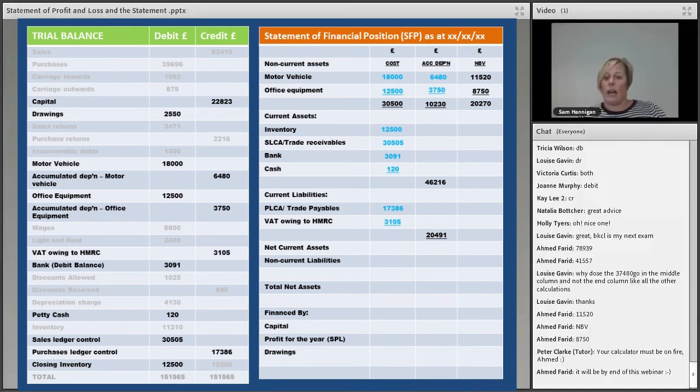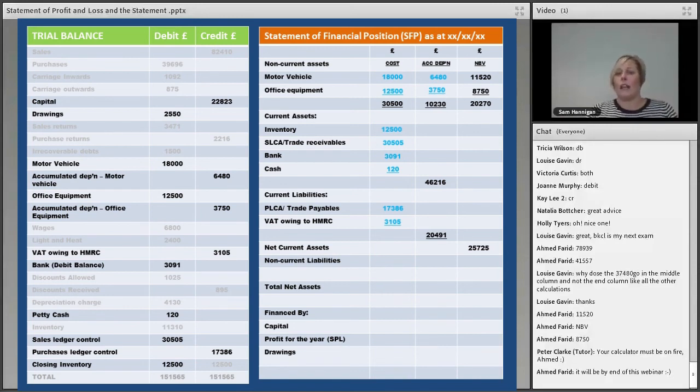Okay, so your net current assets comes from your total current assets minus your total current liabilities. Then I've put in the heading non-current liabilities. Now these are items that you owe, but that are going to be paid over a long period of time, so longer than a year. So your current liabilities are always within a year. Your non-current liabilities are over a year.